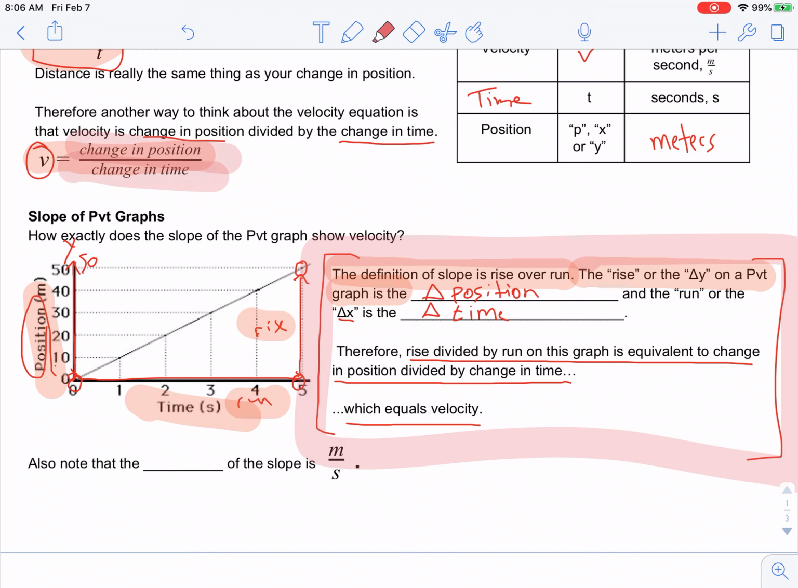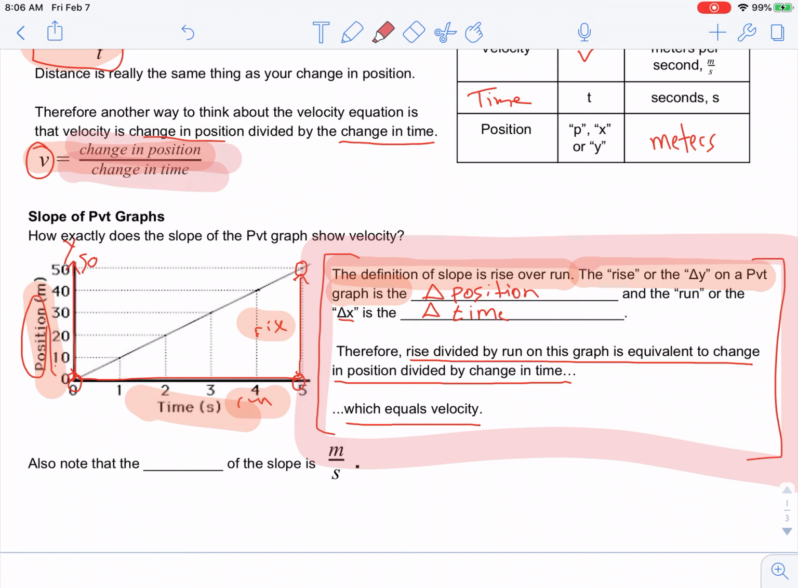Oh my gosh. If you can say that, you're going to pass this class with flying colors. And if your parents heard you talking about the change in position divided by the change in time equals velocity, they're going to think you're some super genius, because think about the words that have just come out of your mouth. It's amazing. You guys are thinking and speaking like scientists. Also note that the units of the slope is meters per second, which are the units of velocity. We just wrote it there. Boom. So there's a couple ways that you could explain why the slope of a PvT graph is velocity.